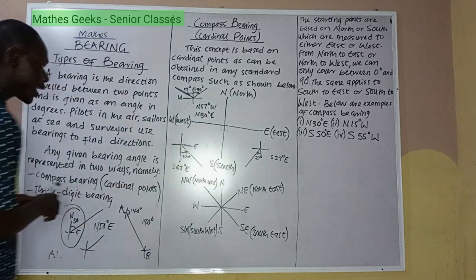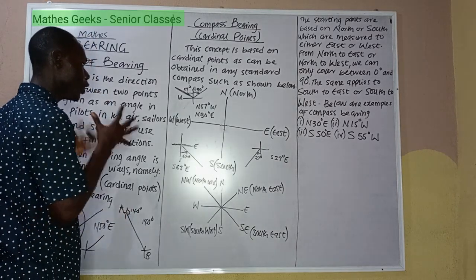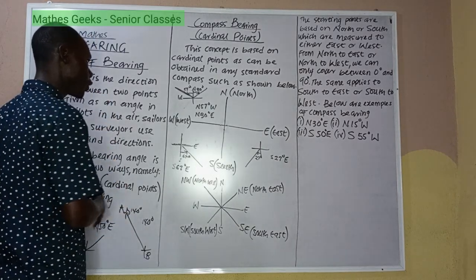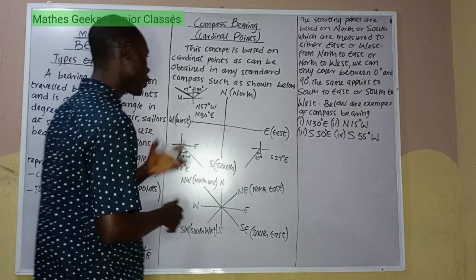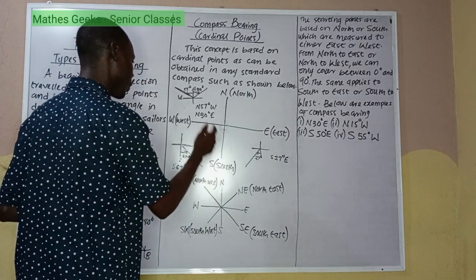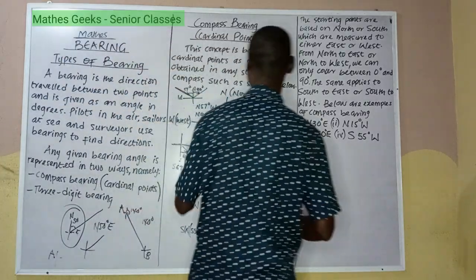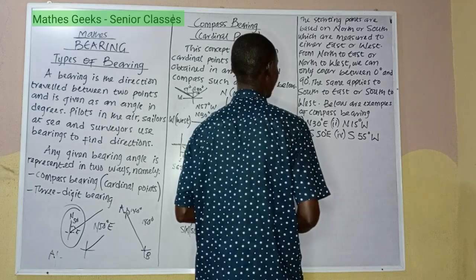So that's the basic thing you need to know about the compass bearing, or the cardinal points. The measurement is always from the north or the south. So the north to the east, or north to the west, or south to east, or south to west. That's the principle behind the compass bearing. So let's go on.